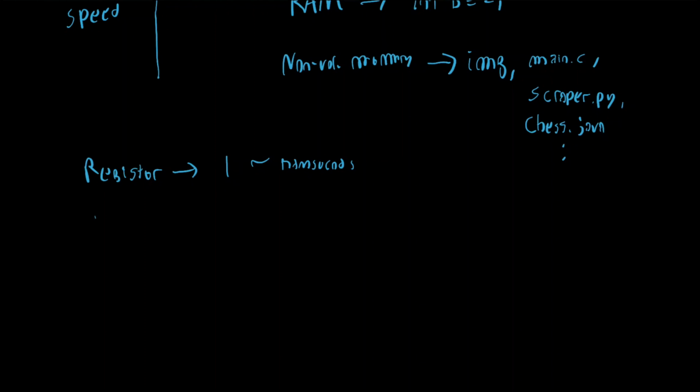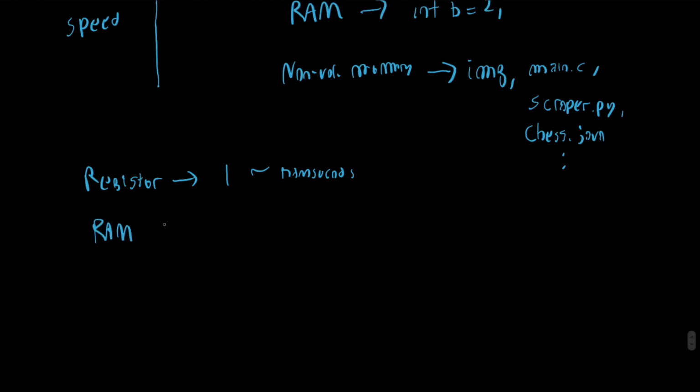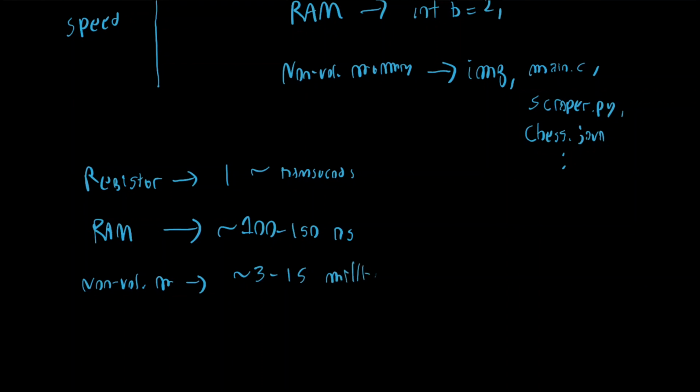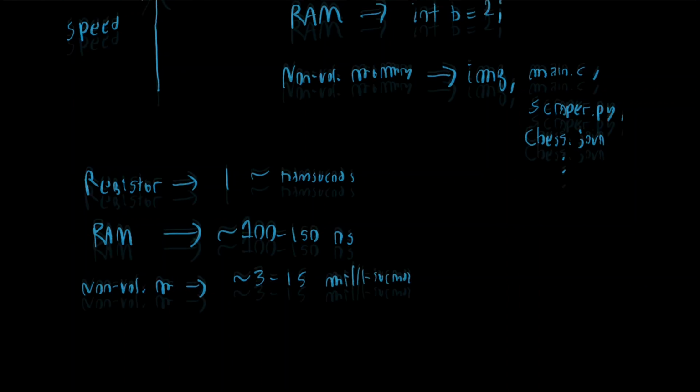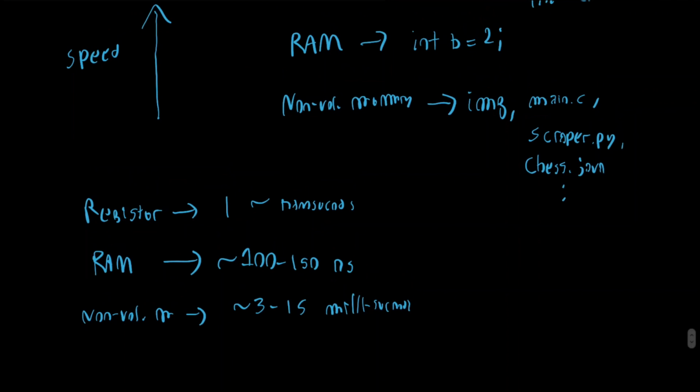But for example, accessing it from the RAM, from the primary storage, also known as volatile memory, it usually takes up to 100 or 150 nanoseconds. Whereas for the secondary storage, which is also known as the non-volatile memory, it usually takes a time of the order of milliseconds. So 3 or 15 milliseconds. And as you can see, the time difference is huge between a register and a non-volatile memory.